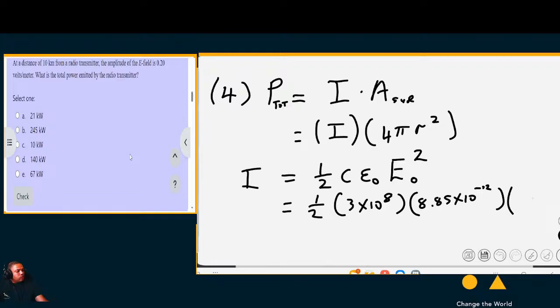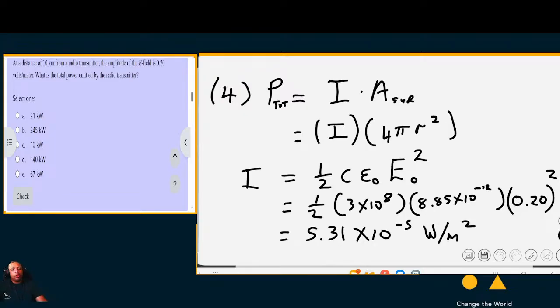And then E naught, in this case, is 0.2, and you square that. Okay, let me see if everything shows up there. Okay, beautiful. Now, if you were to calculate this, a half times 3 times 10 to the 8 times 8.85 times 10 to the negative 12 times 0.2 squared gives you an intensity of 5.31 times 10 to the negative 5 watts per meter squared.